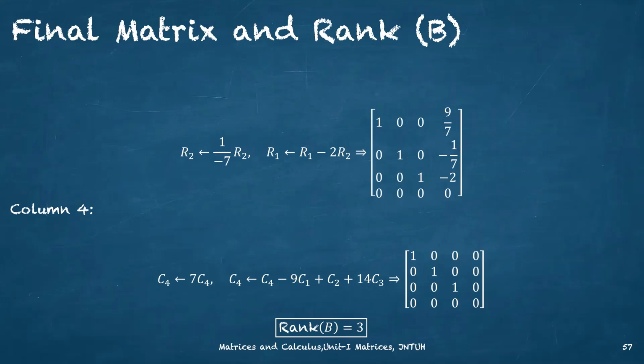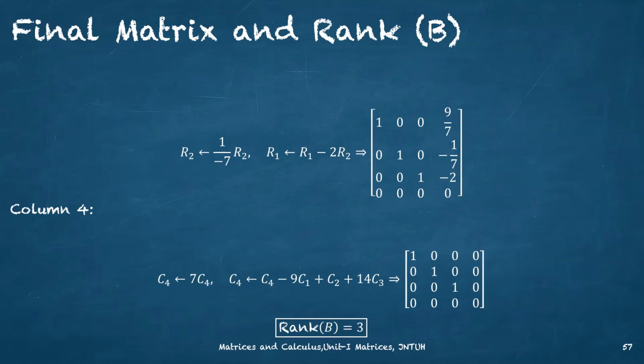Final matrix and rank B. In the final step, we first normalize row 2 by dividing it by -7. Then, we eliminate the second entry in row 1 by replacing row 1 with row 1 minus 2 times row 2. After these row operations, the matrix becomes: first row 1, 0, 0, 9/7; second row 0, 1, 0, -1/7; third row 0, 0, 1, -2; and fourth row 0, 0, 0, 0.